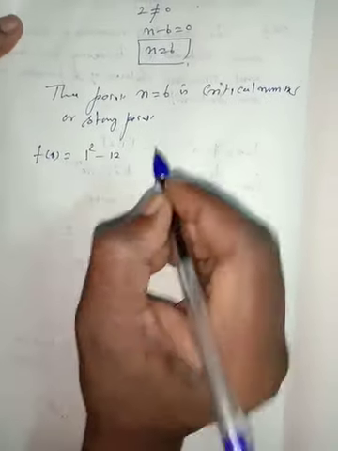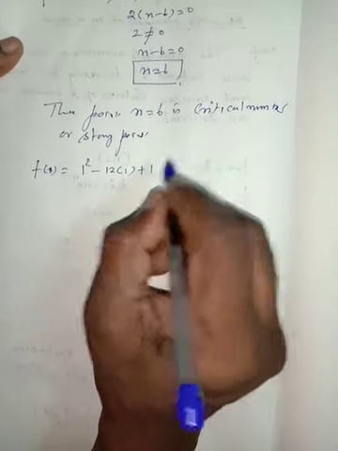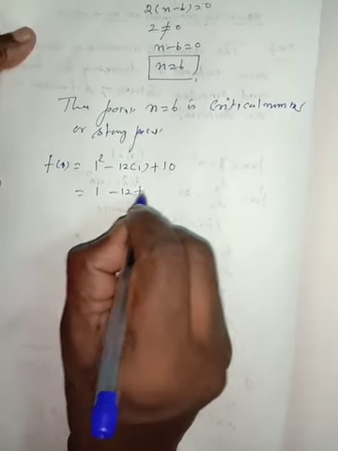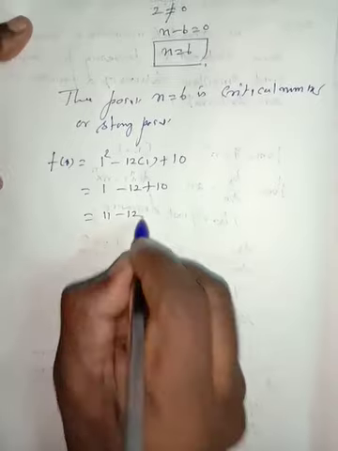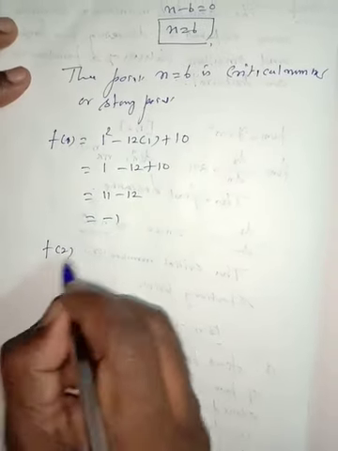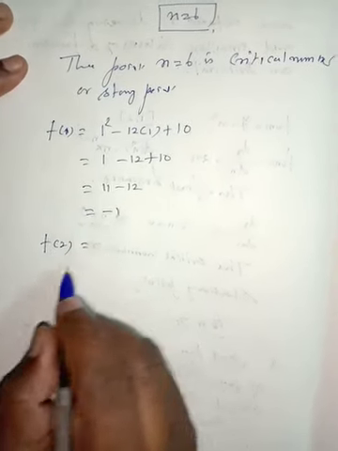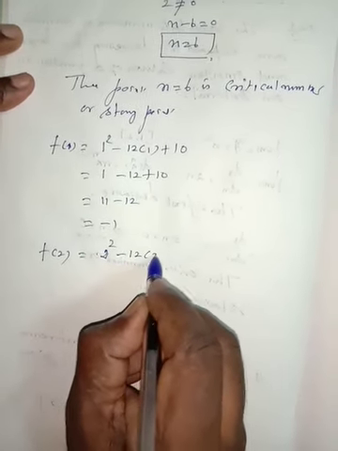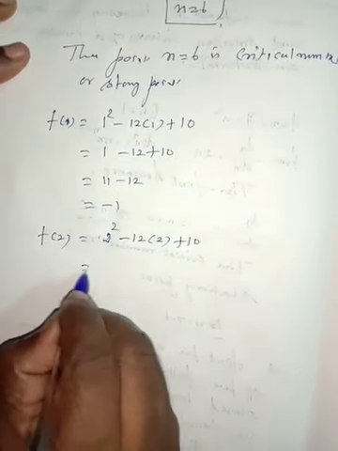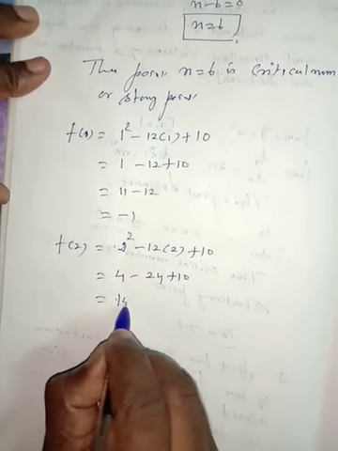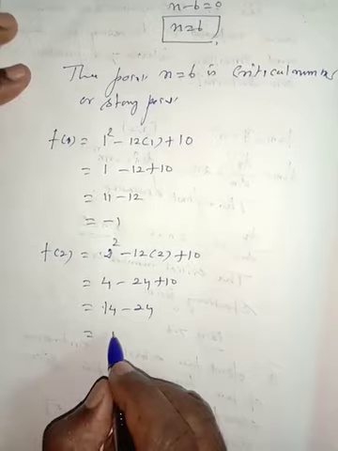F of 1 is equal to 1 whole square minus 12 into 1 plus 10, is equal to 1 minus 12 plus 10, is equal to 11 minus 12, is equal to minus 1. Next f of 2, the last end of the closed interval. F of 2 is equal to 2 square minus 12 into 2 plus 10, is equal to 4 minus 24 plus 10, is equal to 14 minus 24, is equal to minus 10.